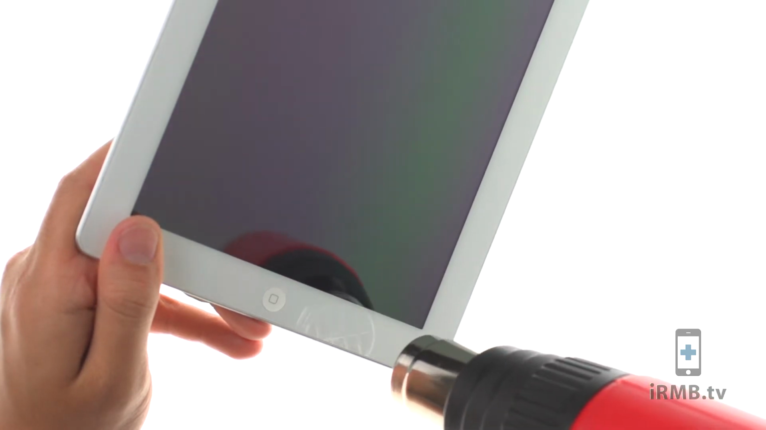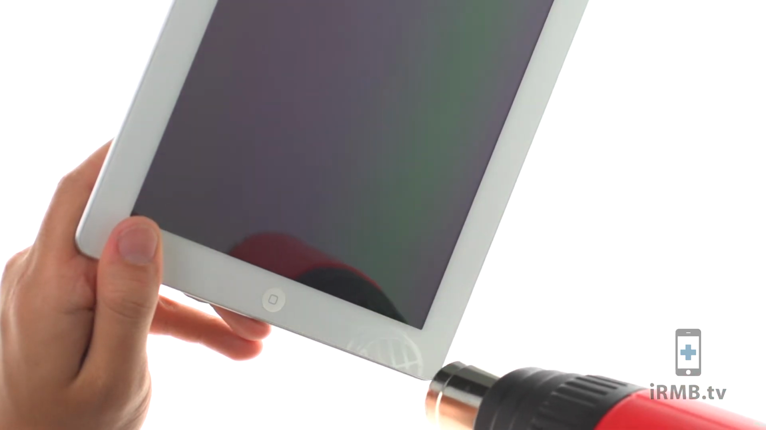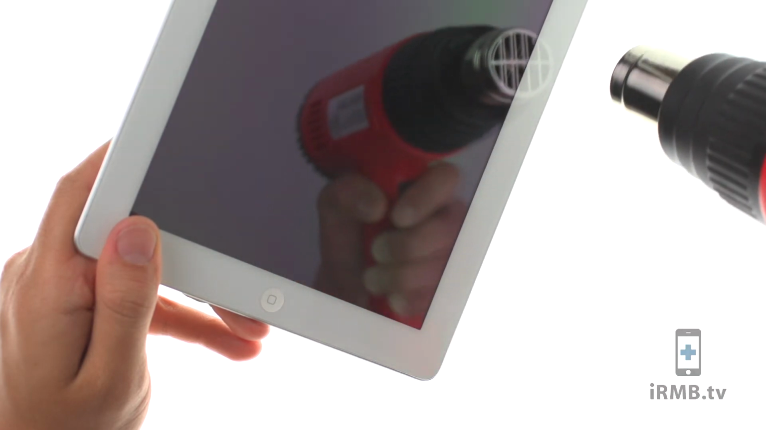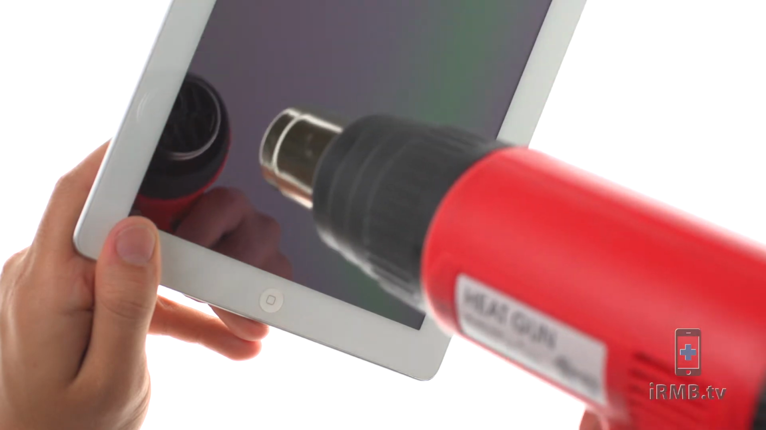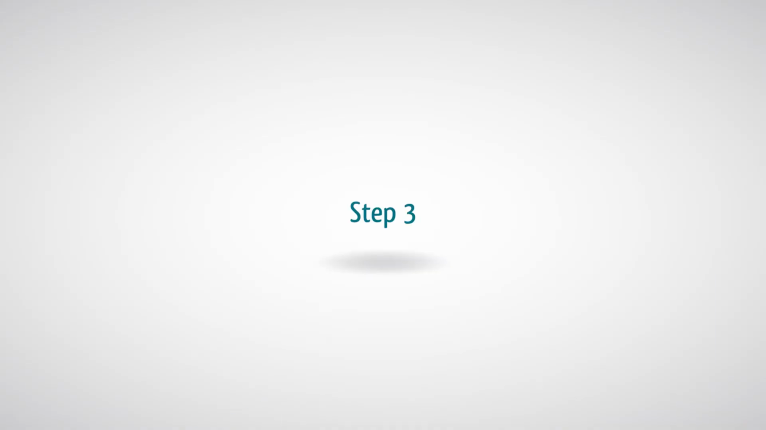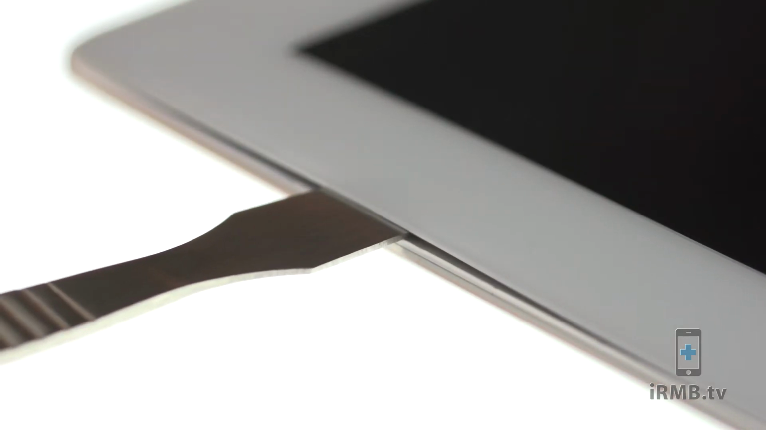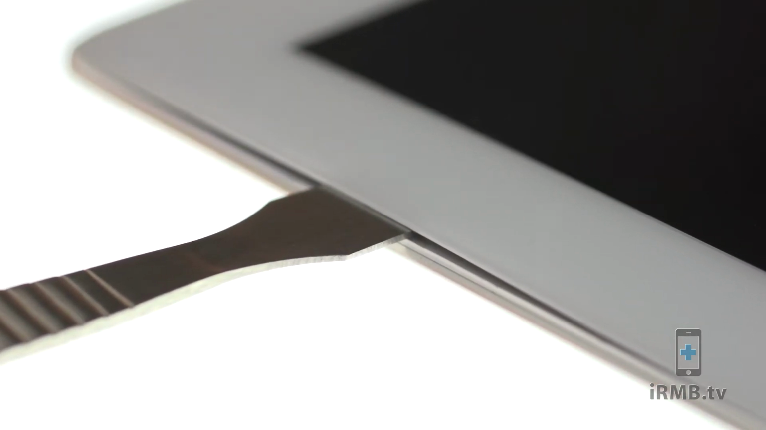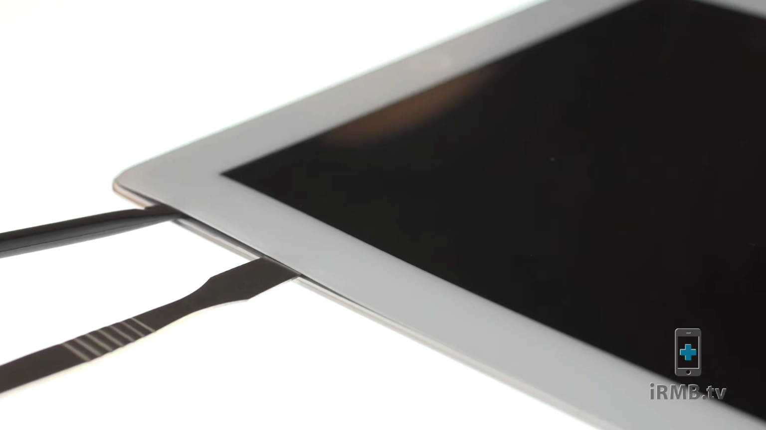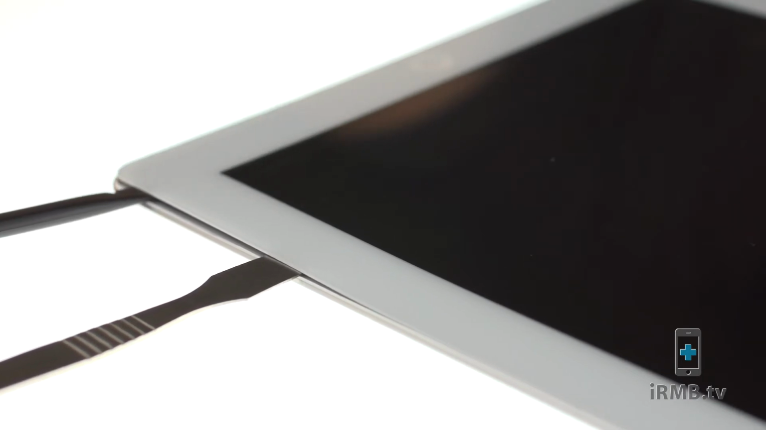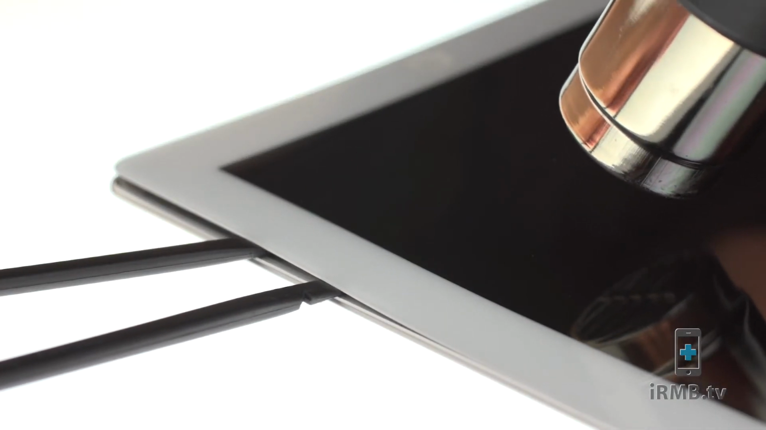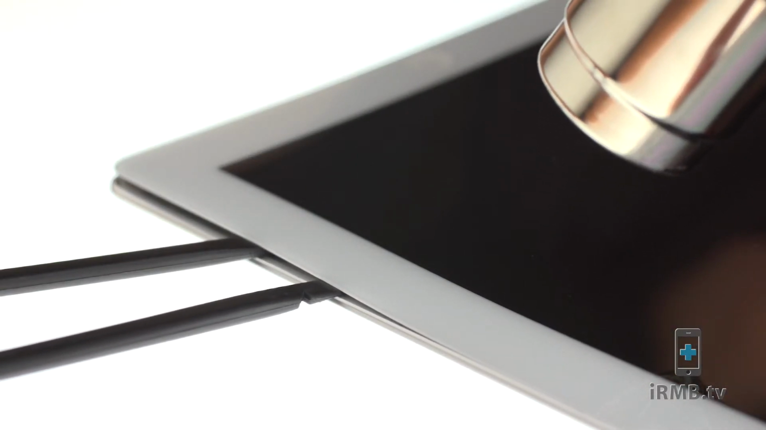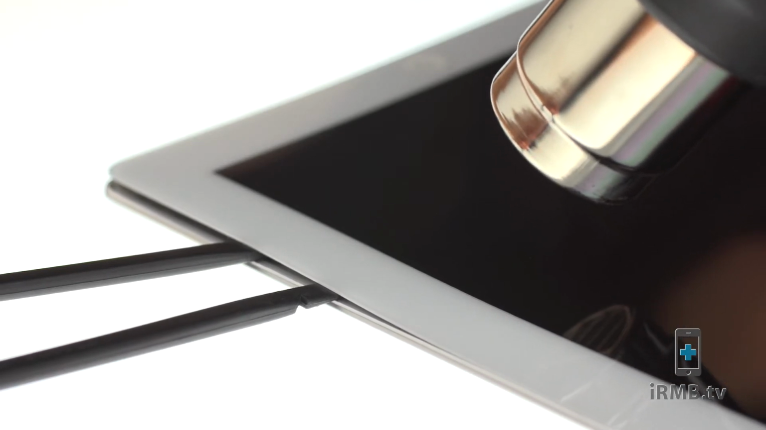Heat the glass for about 60 seconds. Insert metal pry tool between the front glass and the plastic bezel. Use spudger. Start prying off the glass on the right side of the iPad and work your way around. If the adhesive is difficult to separate, use heat gun and heat the glass again as necessary.